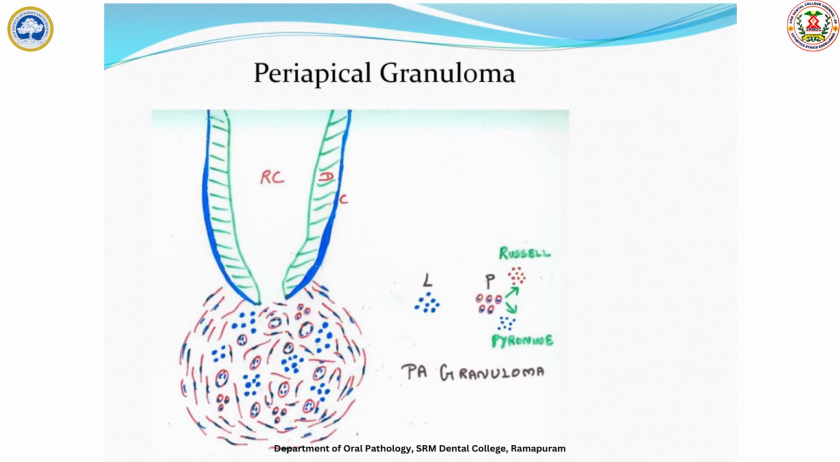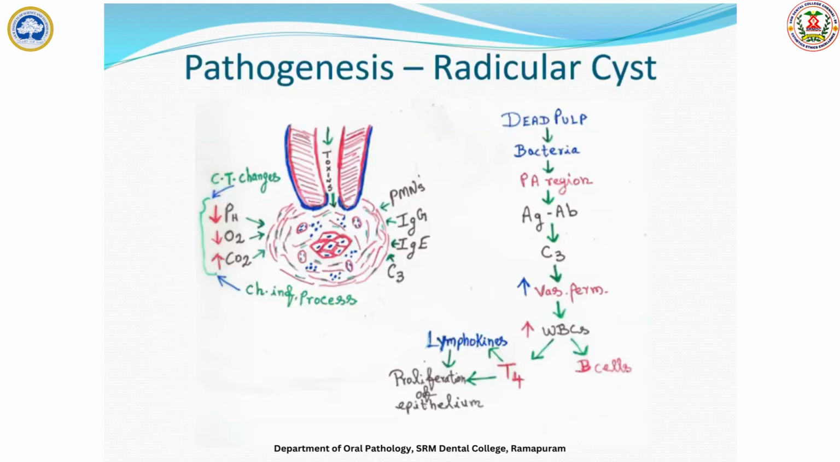When time goes on, this chronic inflammation will trigger the cell rest of Malassez in the periapical region to undergo proliferation. So you can see in this picture, the root apex is seen. In the root apex, we are seeing a mass of tissue attached. This mass of tissue is the chronically inflamed mass of tissue, otherwise called granulation tissue.